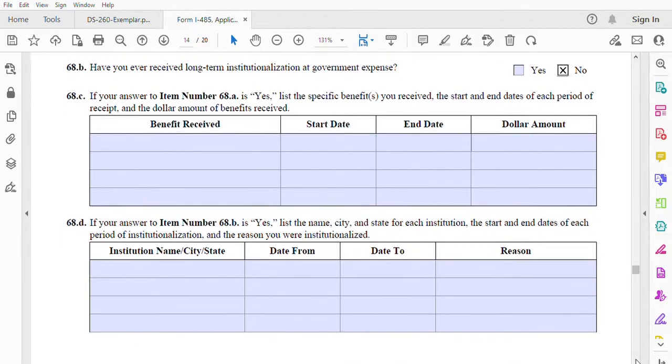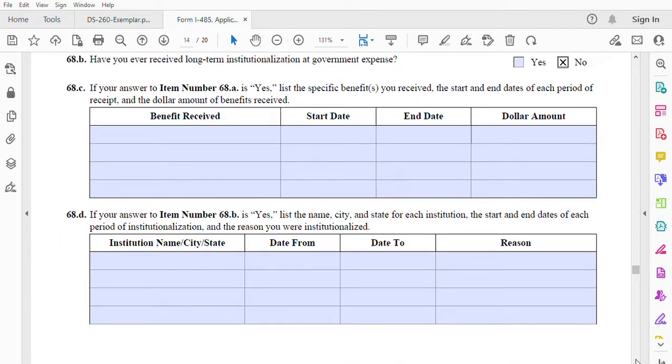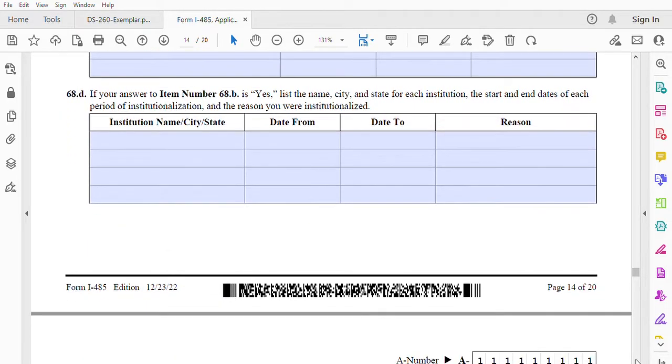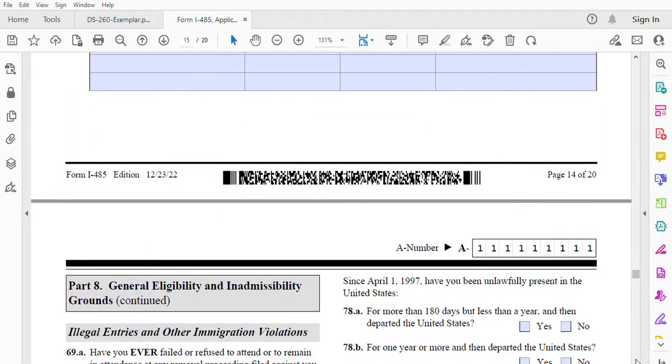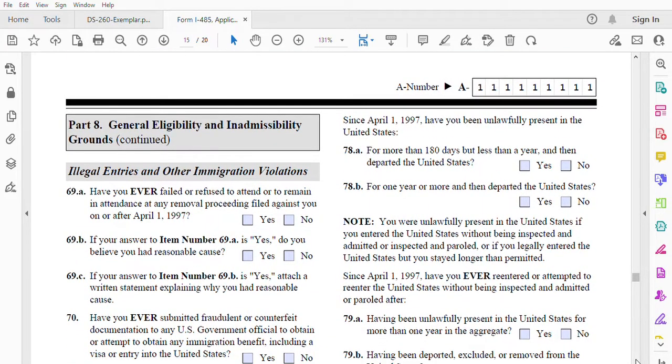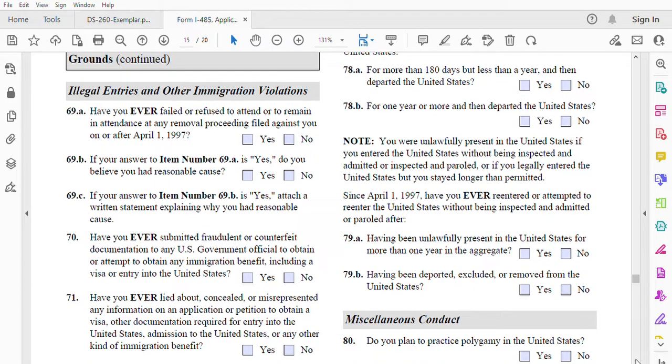If you answer yes to item number 68B, this is where you're going to add them. In my case, it is no. We're still talking about Part 8, illegal entries and other immigration violations. Have you ever failed or refused to attend or to remain in attendance at any removal proceeding filed against you on or after April 1997? No.